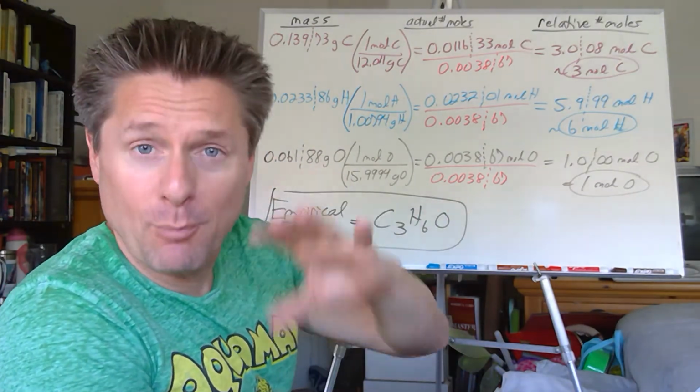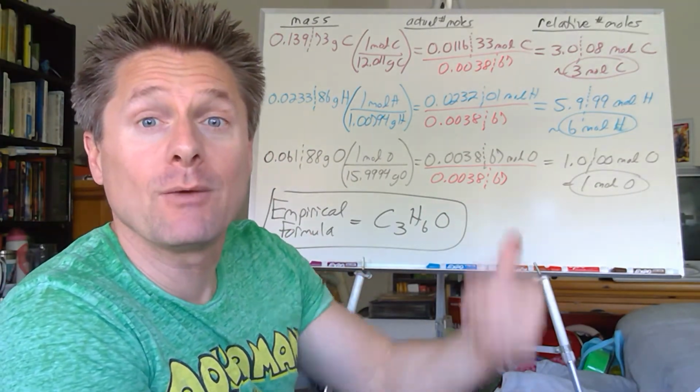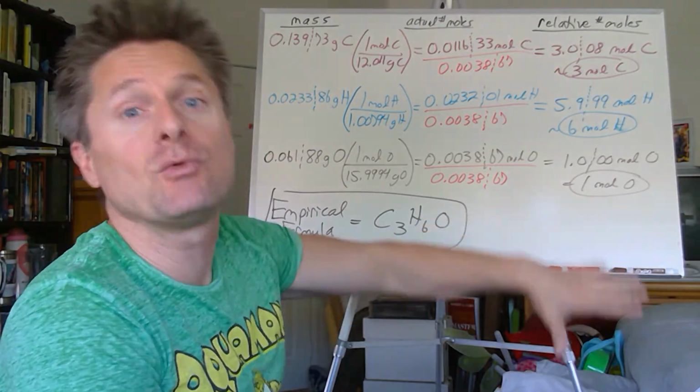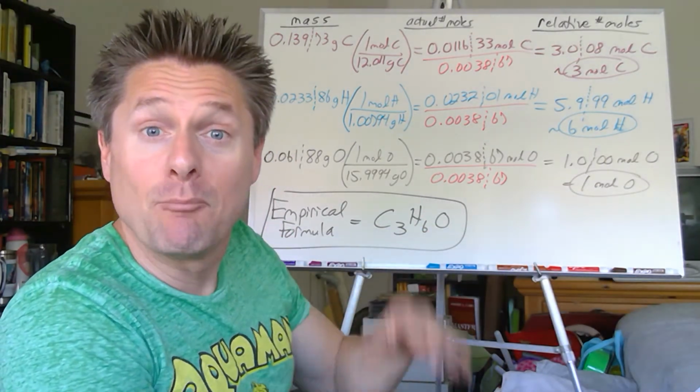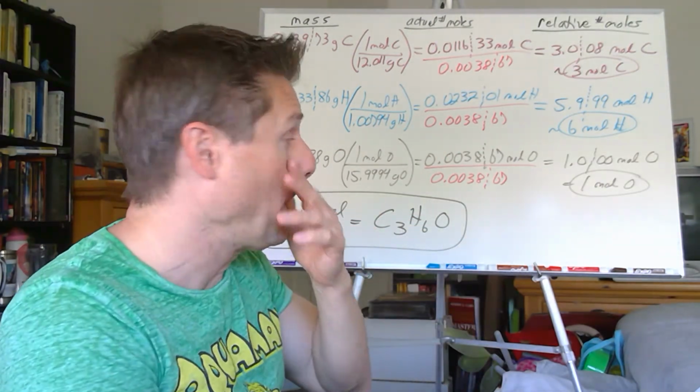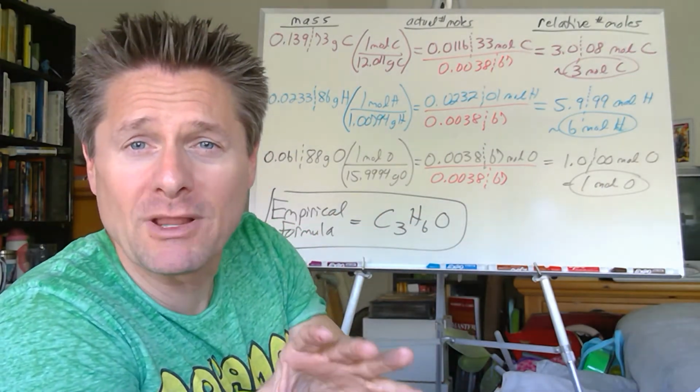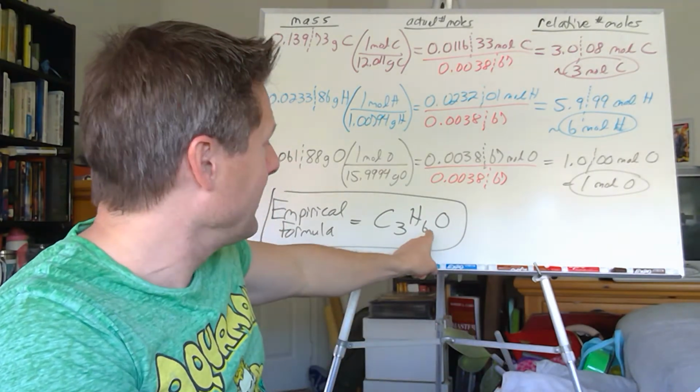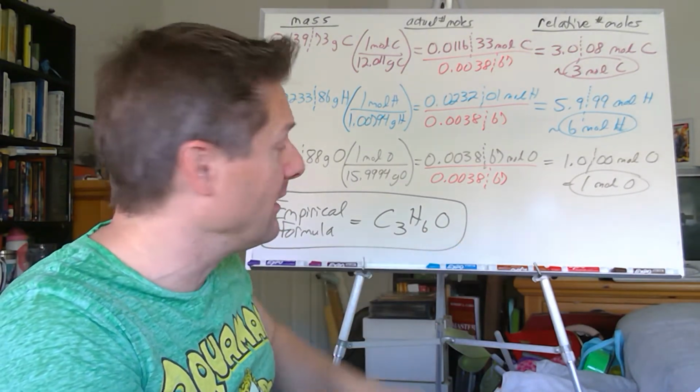For part B, to figure out the molecular formula, we need to know the integer ratio between the empirical and molecular formulas by dividing the molar mass of the true formula by the molar mass of the empirical formula. I give you the molar mass of the true formula in part B, so we can figure this out. But let's calculate the empirical formula molar mass first.